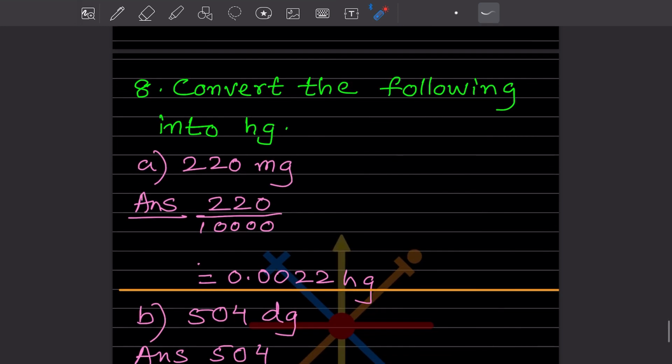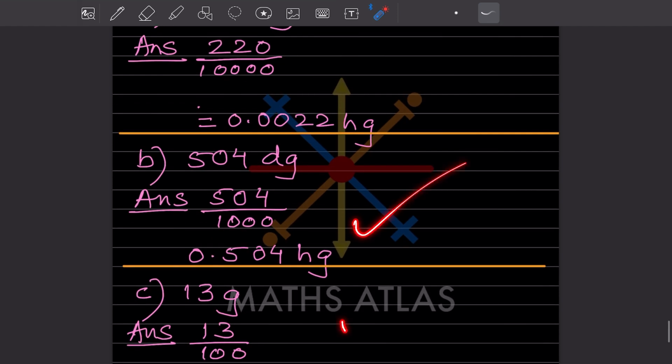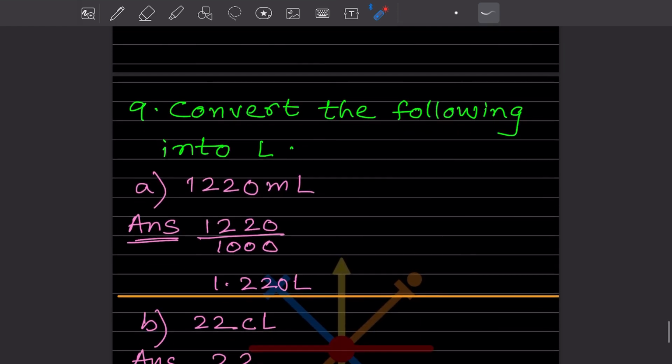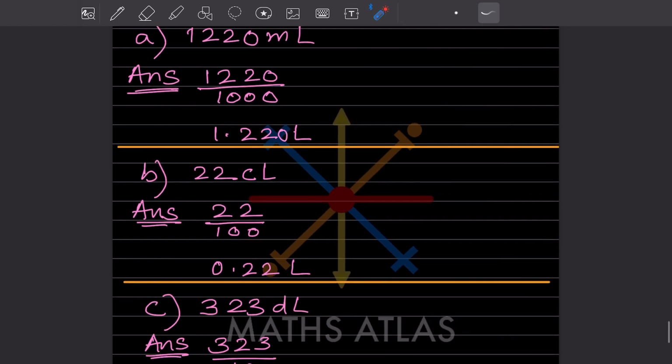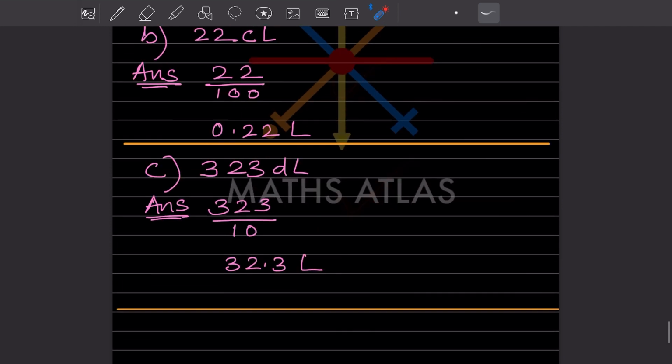Convert the following into hectogram. This also is the same in the table. You will do it and see here. Same. Again here also the liter is the same. So the table works. That is a very important table which you have to note down.